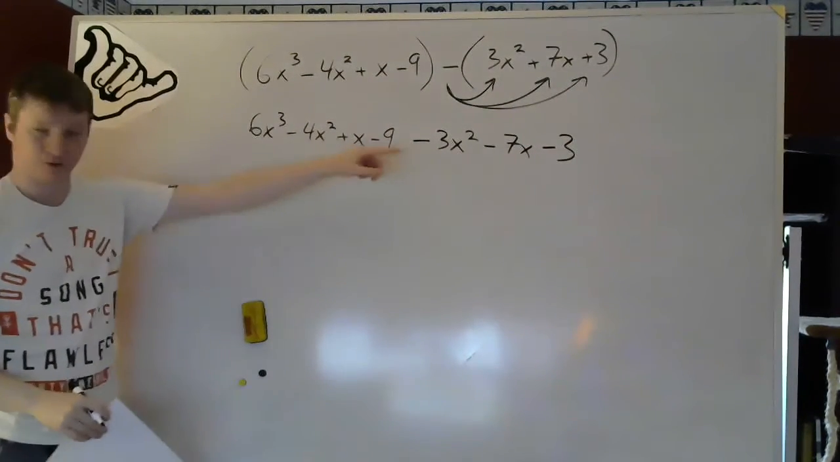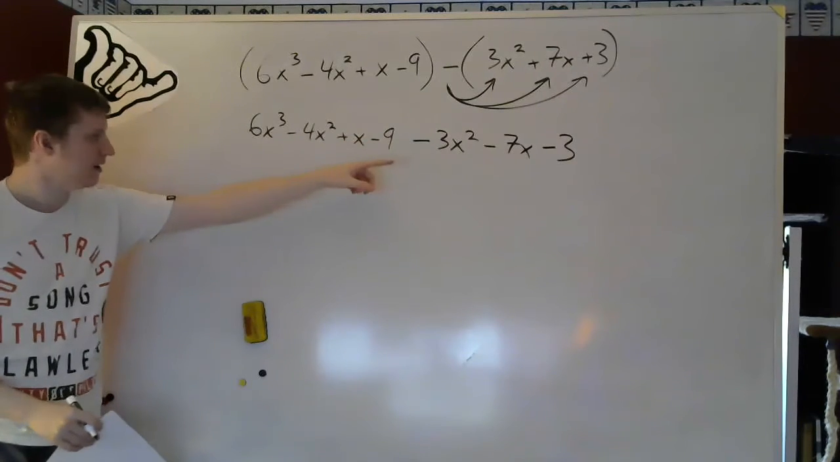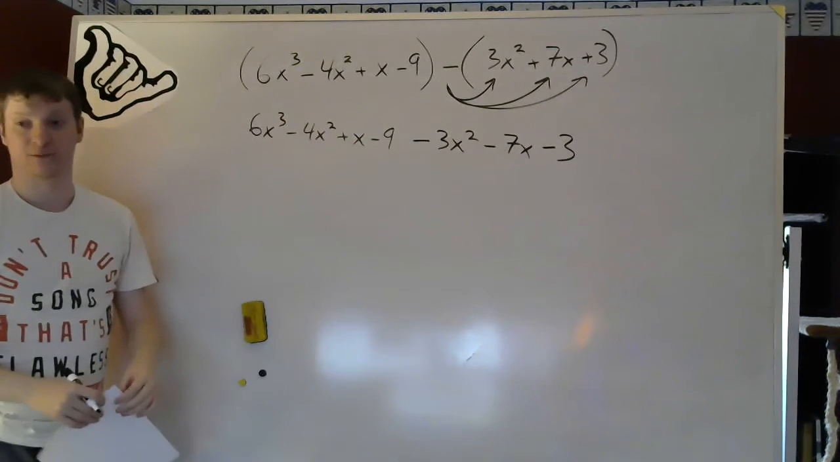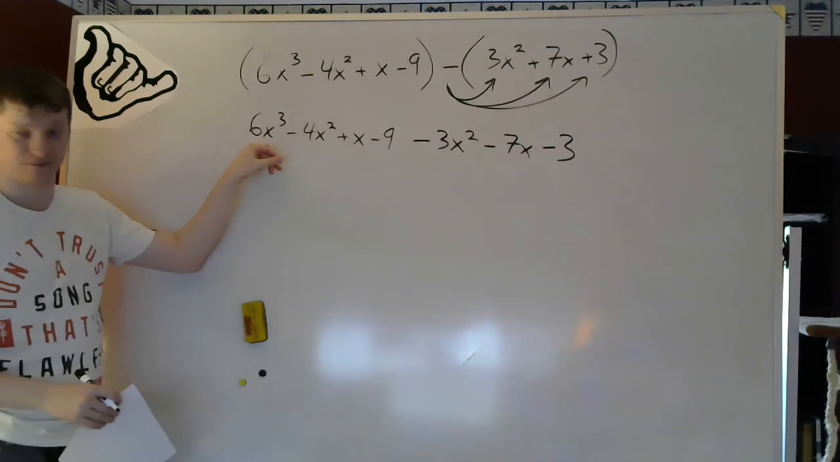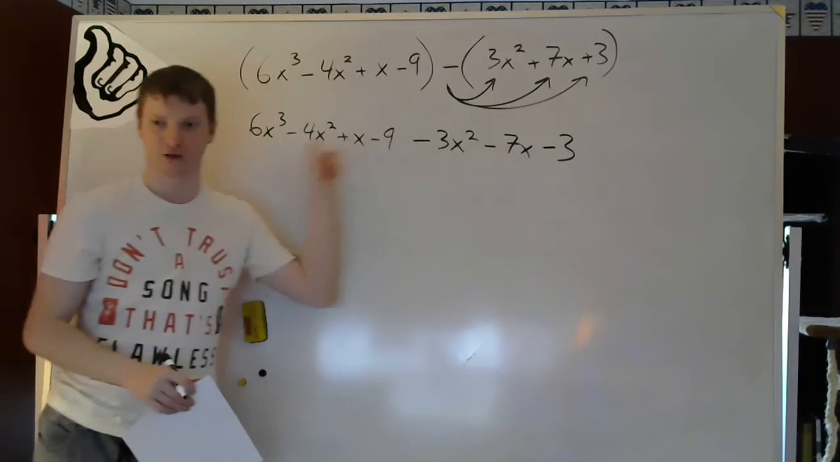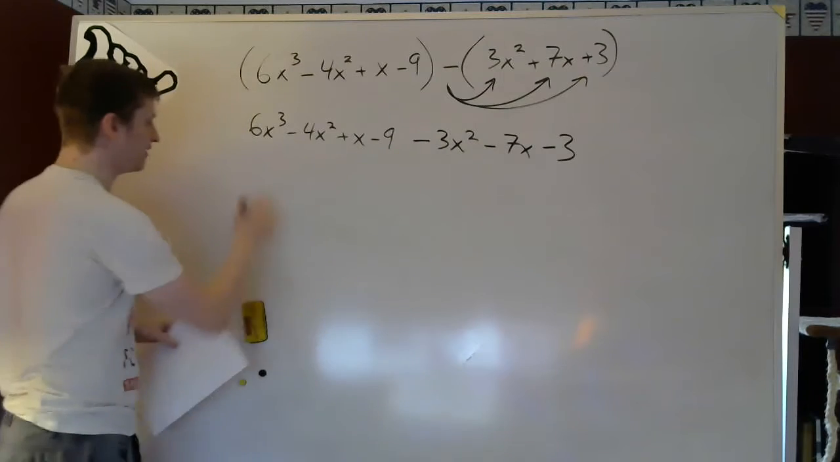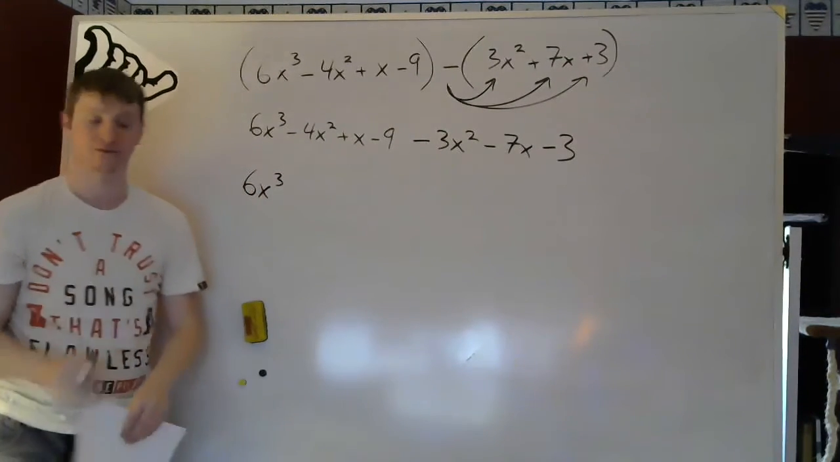So now I have this all written out as just one large expression, one big polynomial here. Again, look for things that can combine. And we're going to start with the biggest exponents once again. So x cubed is my biggest. There are no other x cubeds in this whole polynomial, so it stays alone. Just write it, 6x cubed.